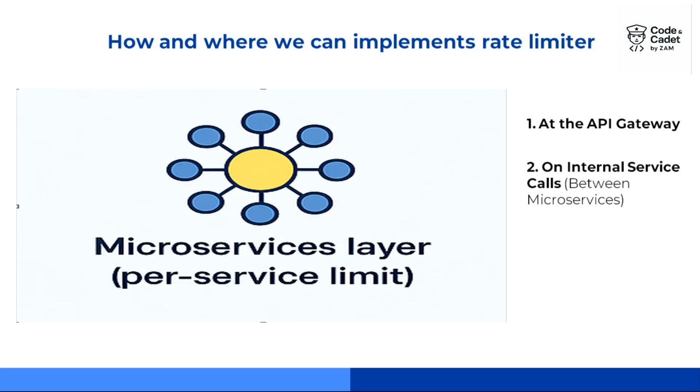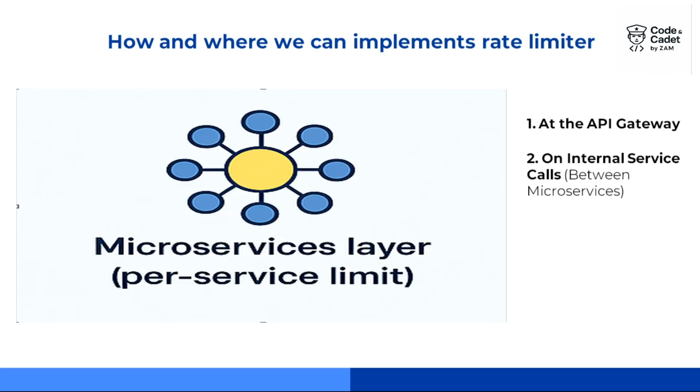On internal service calls, this one's inside your own architecture, like when service A talks to service B. Imagine service A has a bug and it starts hammering service B with non-stop requests. Without a limiter, service B could get overloaded. So here you add a rate limiter on service B. It monitors how many requests it's getting from other services. You can even limit it by service identity, user context, or endpoint type. This protects one service from dragging down another.